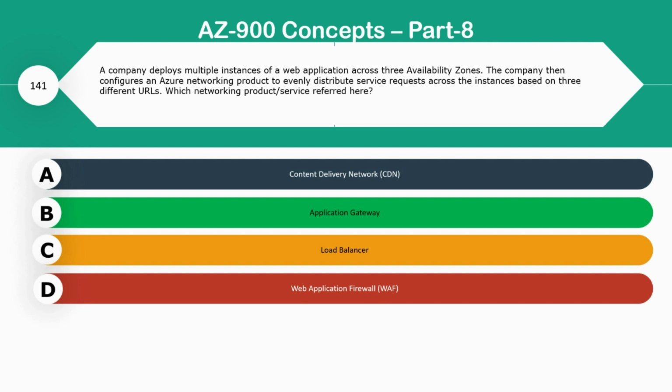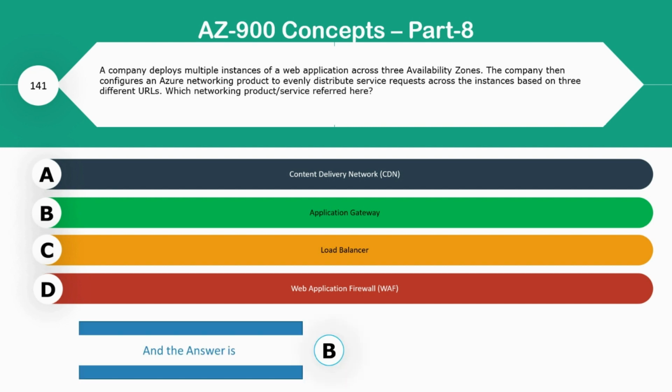Today, let's start with the first question. A company deploys multiple instances of web applications across three availability zones. The company then configures an Azure networking product to evenly distribute service requests across the instances based on three different URLs. Which networking product or service is referred to here? Option A, Content Delivery Network or CDN. Option B, Application Gateway. Option C, Load Balancer. Option D, Web Application Firewall, otherwise called WAF.